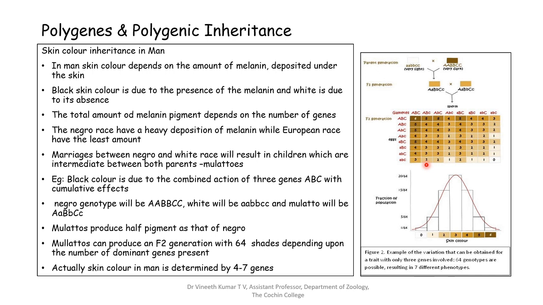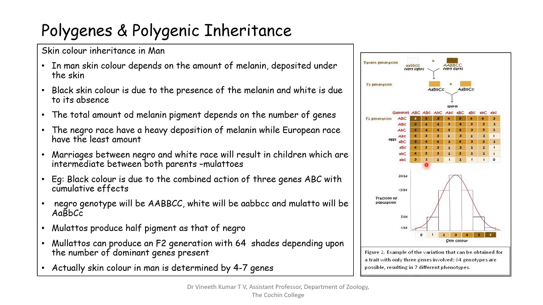Skin color in man is mainly influenced by the particular pigment called melanin, which is deposited under the skin. So black skin color is due to the presence of melanin, and white is due to the absence of it. The total amount of melanin pigment depends upon the number of genes. So if you have the maximum number of genes, you will have the darkest skin color, the utmost dark, which can be called the Negro race.